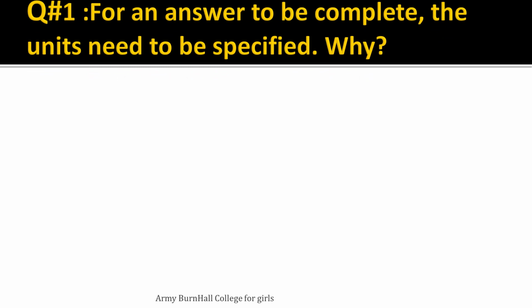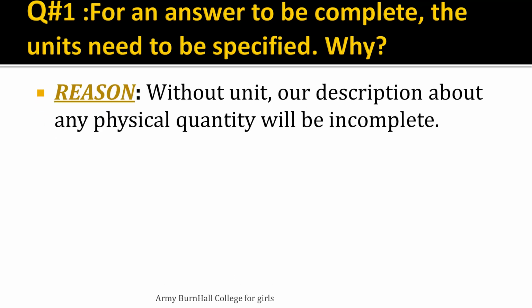Why? The question is, for an answer to be complete, the units need to be specified. So without a unit, our calculation, our measurement, our physical quantity specification will be incomplete. What is the reason? You have to give the reason first. You will write down the reason or statement, whatever the answer is. If the answer is yes or no, you have to write down the statement. If you have to provide some reason, you have to give the heading of reason. The answer should be to the point, but it should cover each and every point.